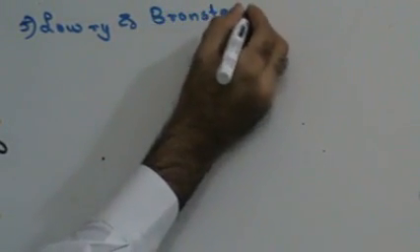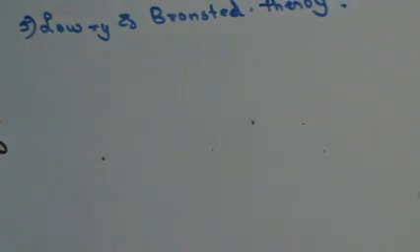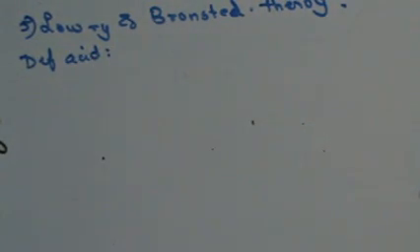The next theory is Lowry and Brønsted's theory. Now let's see how Lowry and Brønsted define acid and base. According to them, an acid is a substance which is capable of giving a proton to another substance, or a substance which is capable of donating a hydrogen ion to any other substance in any medium. So any substance that can give a proton is called an acid.